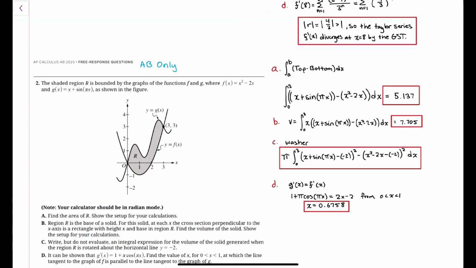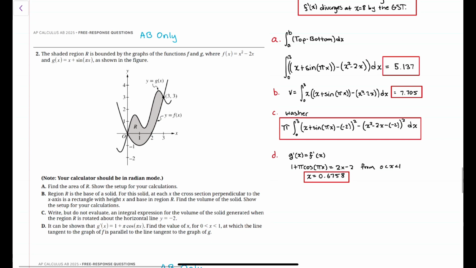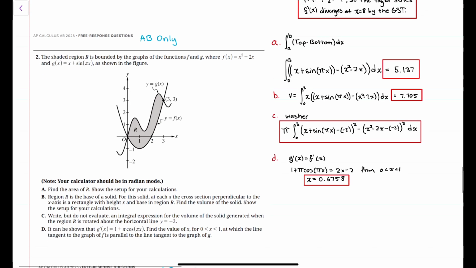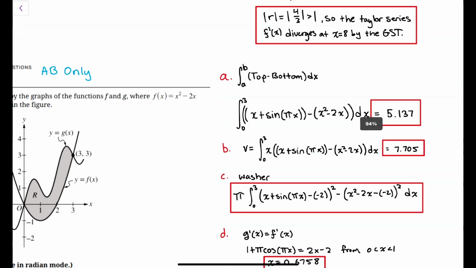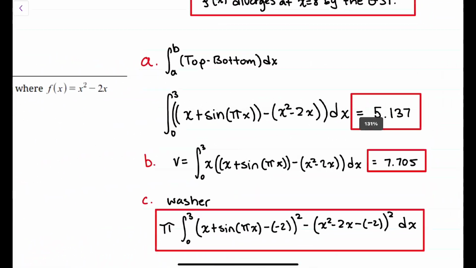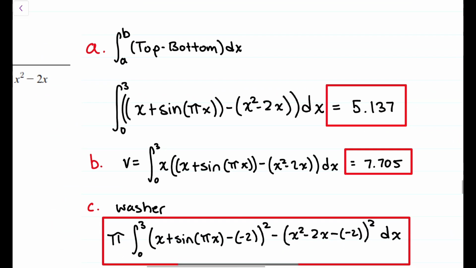So now we're on to the rest of these FRQs, which are AB only. So the second AB FRQ, we're given the region R and g of x and f of x. We can see that they intersect at (3, 3). So we have to find the area of R. So we just do the integral from 0 to 3 of the top function minus the bottom function, which seems to be g of x minus f of x. Put that into your calculator, and you get 5.137.